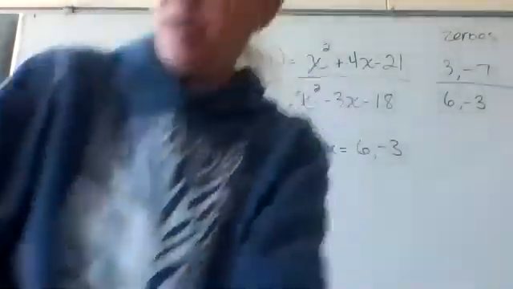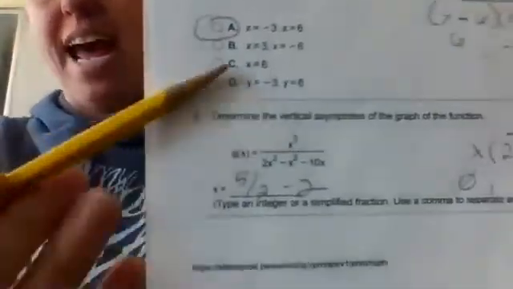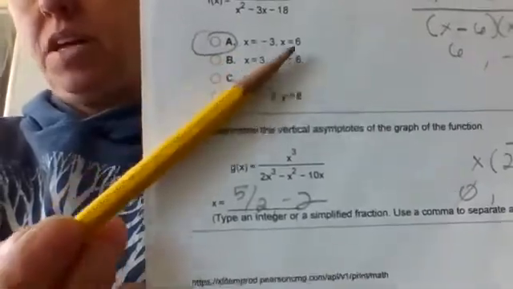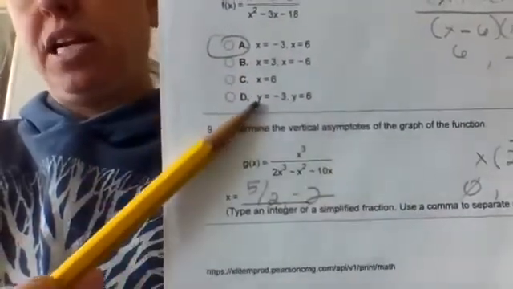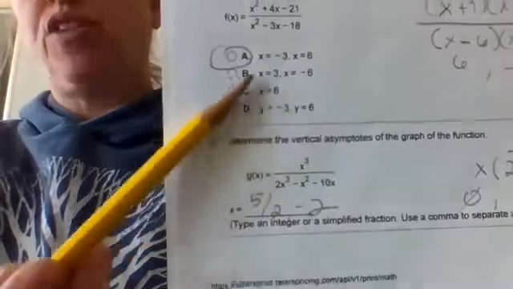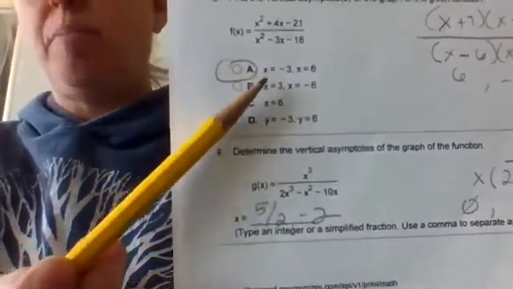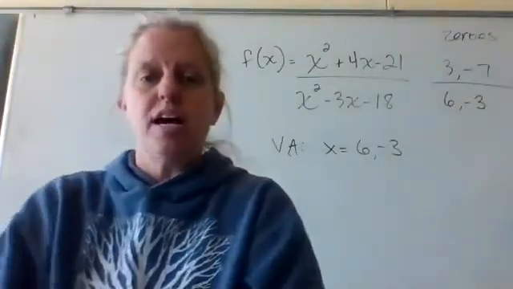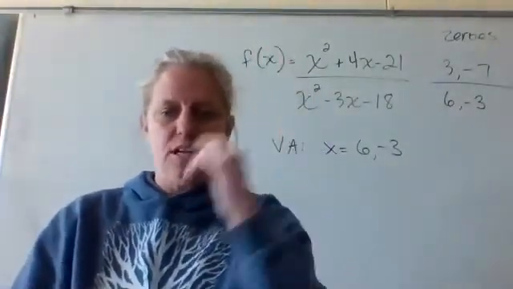Now, be careful on that one also. Look at the difference between A and D. They're both 6 and -3, but look at these. These are y equals. Vertical asymptotes always come in the form x equals a number. X equals a number is what makes a vertical line.